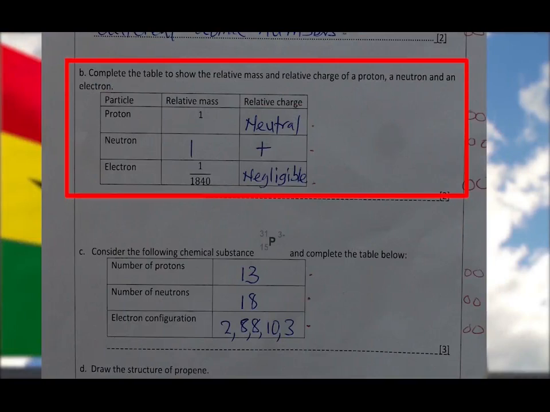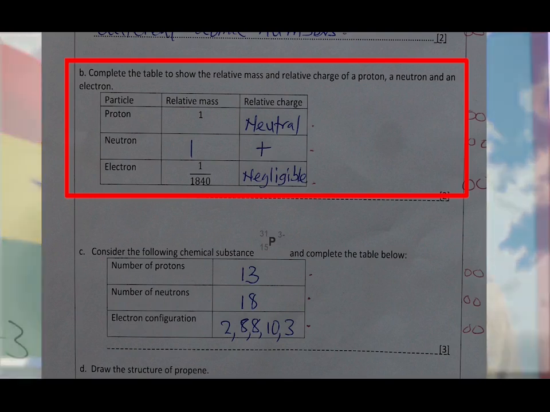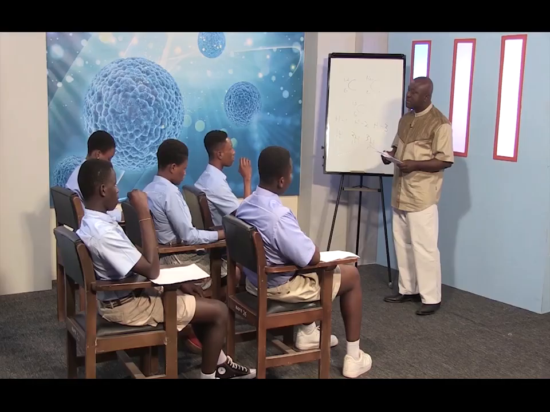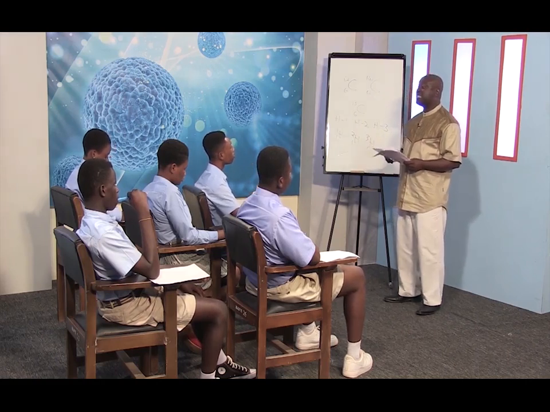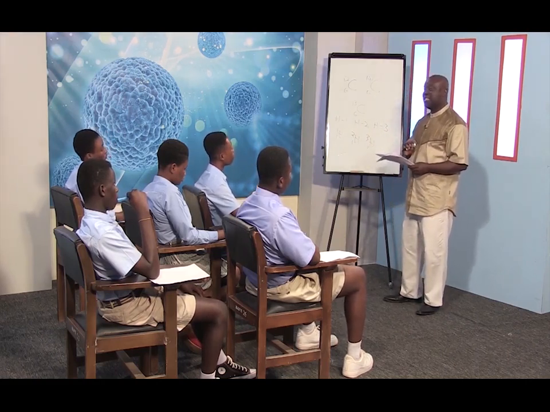Godwin, you fail to appreciate that relative charges have values. And so proton, neutron, and electrons have relative charges of +1, 0, and -1 respectively. Is the charge of an electron negligible? Oh, it is rather its relative mass that is negligible.